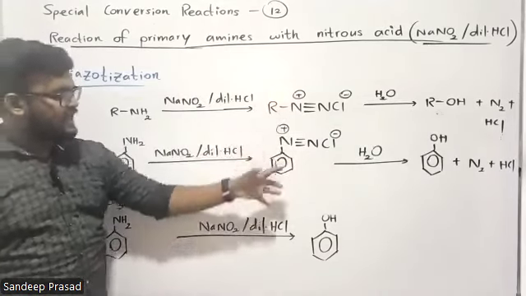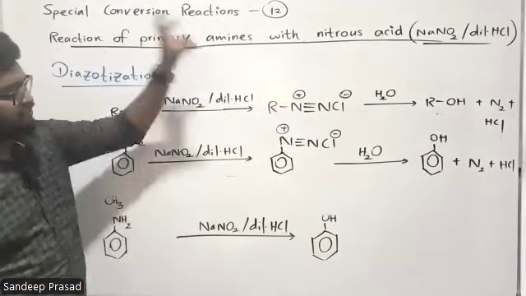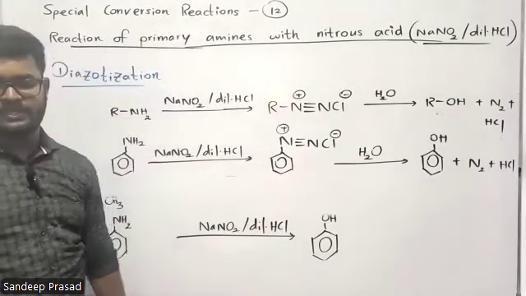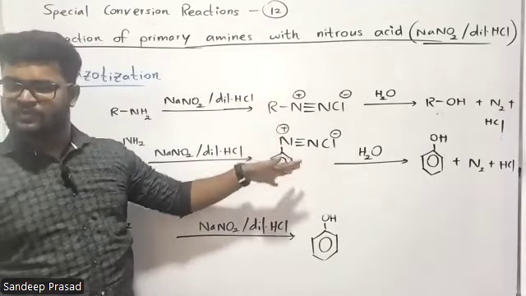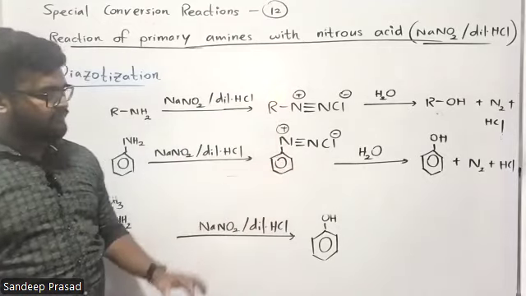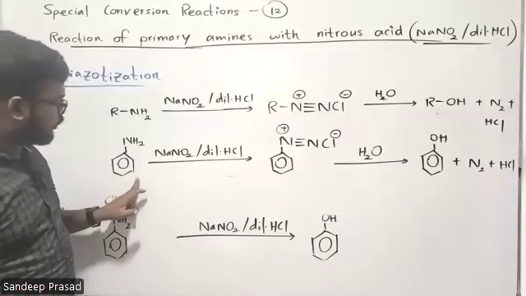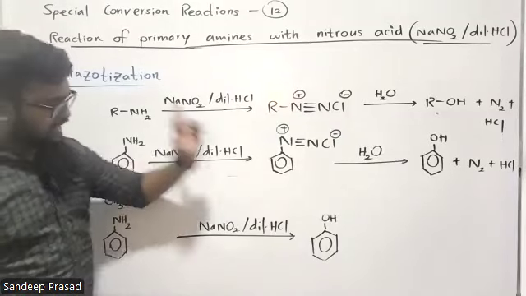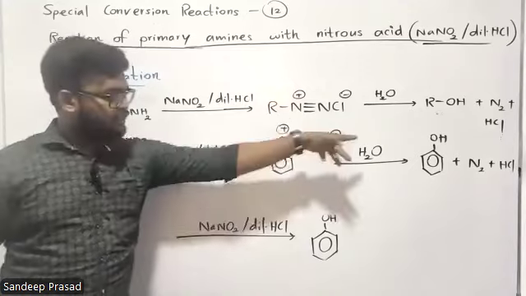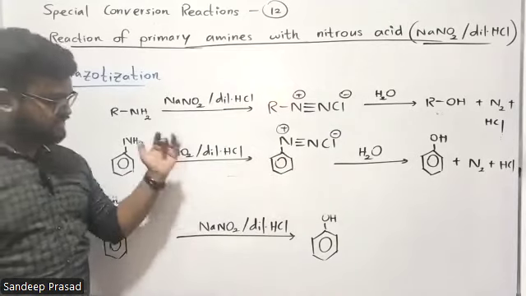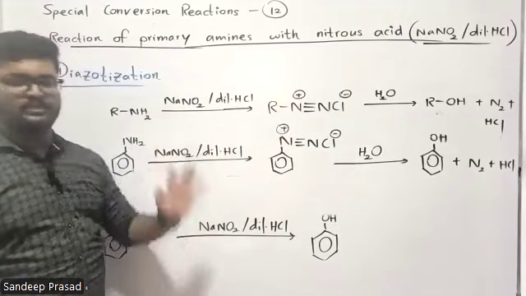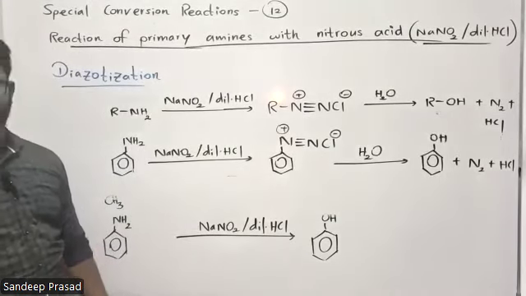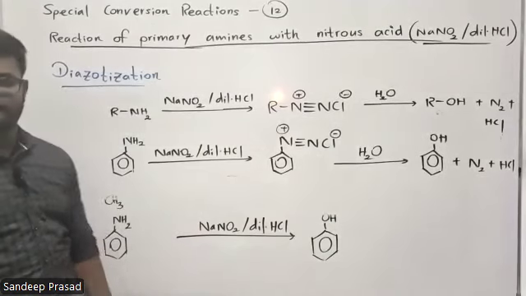So don't we have any method to stop this reaction at the diazonium salt stage without going for the alcohol? Yes, in conversions we can do that. What if we want to convert this aniline into aryl diazonium salt without going for the phenol? Then there is another reaction that you have to learn, known as diazotization.